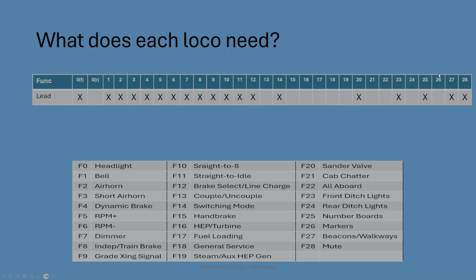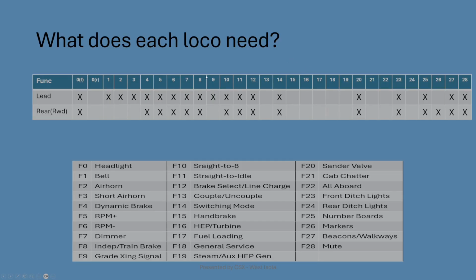So for example, function 26, we don't need that because that's the markers. I've only got one loco with markers on it. That's a Canadian National one, as my understanding is. The markers are on the rear of the engine, and they're only on when that engine is at the rear of the train or at the rear of the consist. Again, 24, we don't want the rear ditch lights to be on, and so on and so forth. So that's the one for my lead loco running forwards. Then we go through every possible combination of locos and do the same. So here's a rear loco.